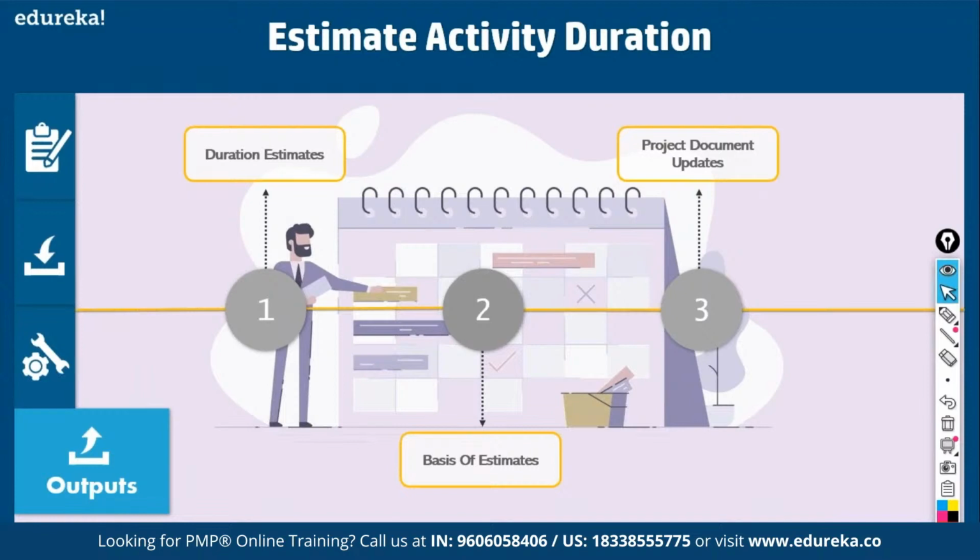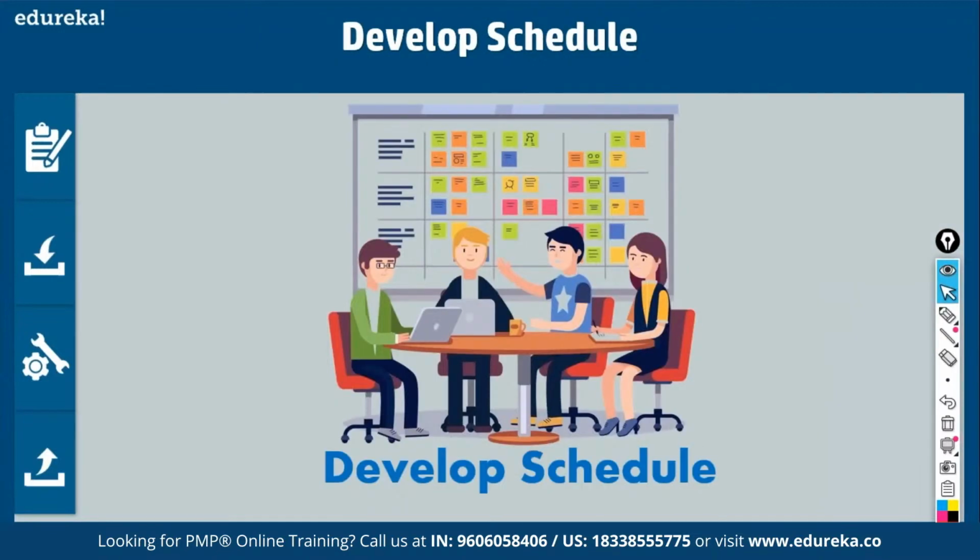Okay, then what else? Project documents will get updated in this process. Yeah. So we have developed schedule. We have estimated durations for different network diagrams. We have to combine all these network diagrams and we have to develop one big schedule for all the work packages combined. Okay, the schedule is for the project as a whole, right? Fine.